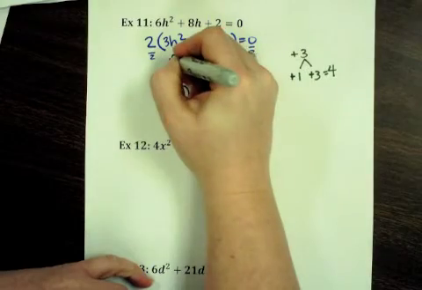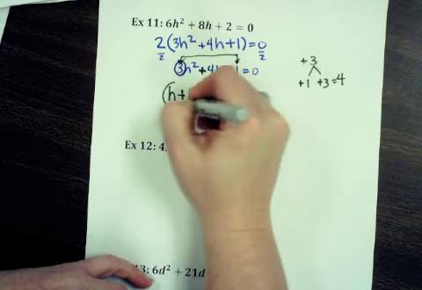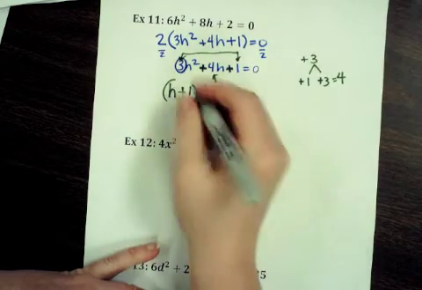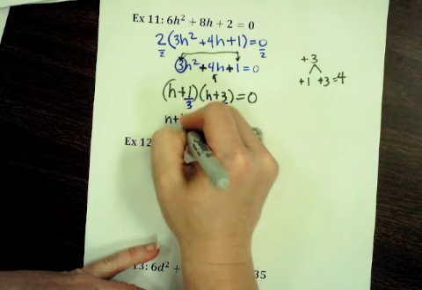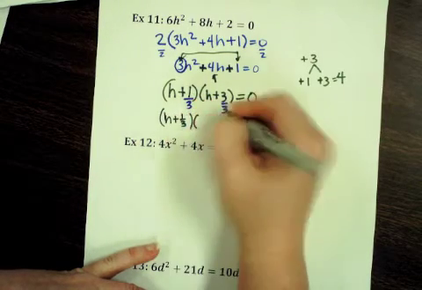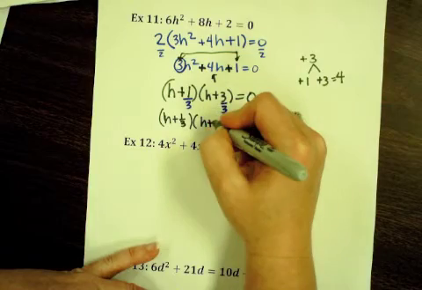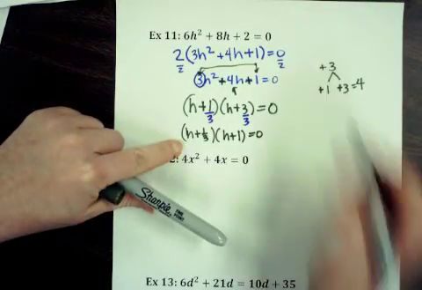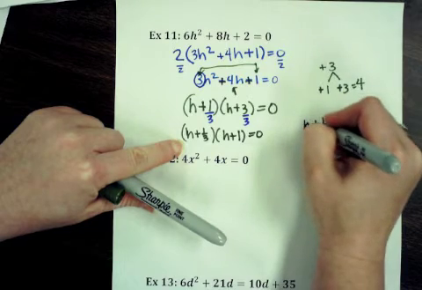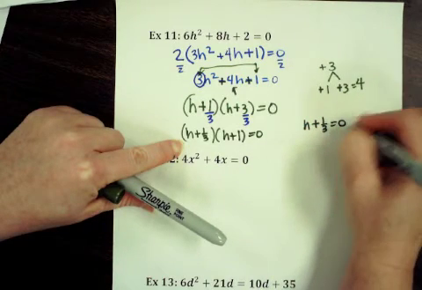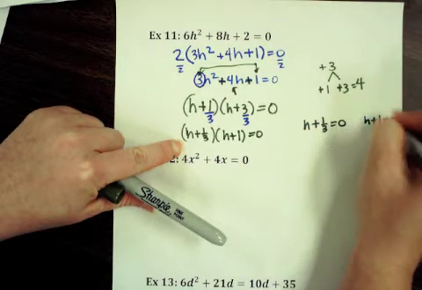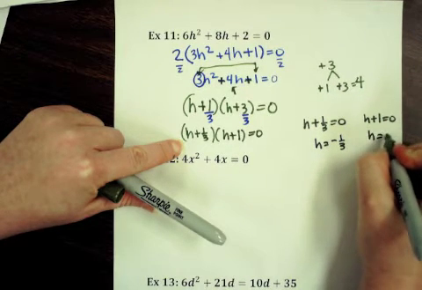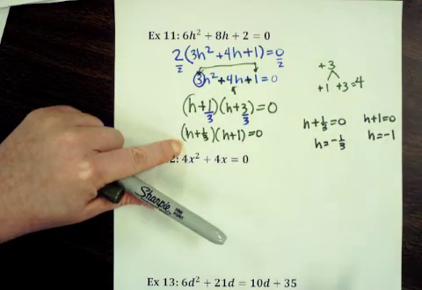Nope. We have a number other than 1, so we have to divide it. So h plus 1/3 times h plus, what's 3 divided by 3? 1. So here we go. H plus 1/3 equals 0, and h plus 1 equals 0. So h equals -1/3, and h equals -1.